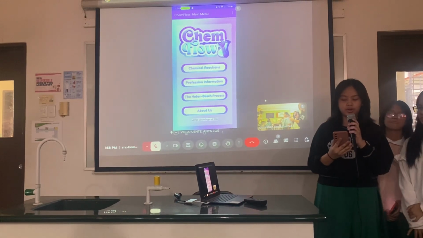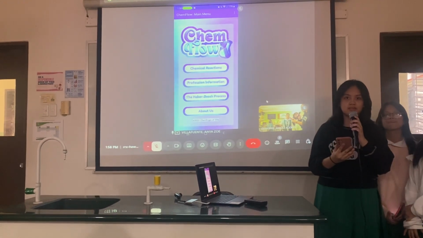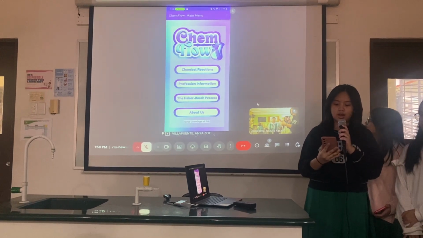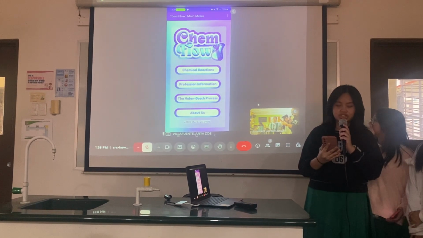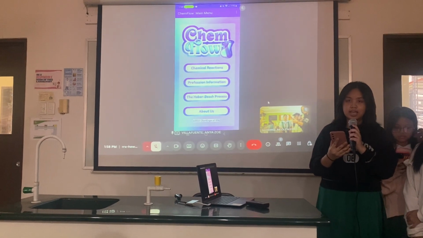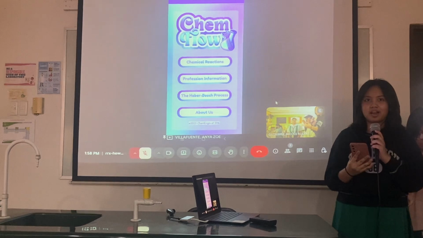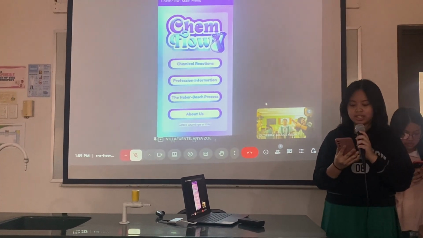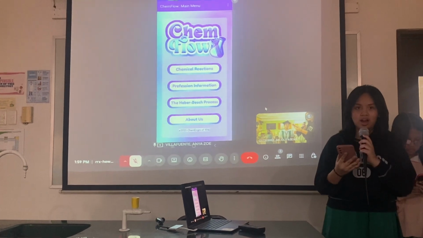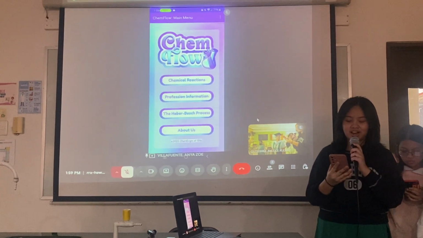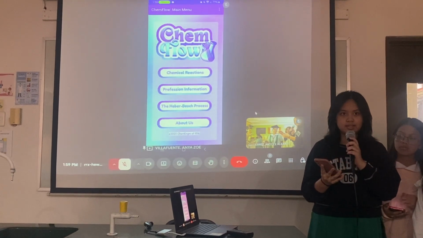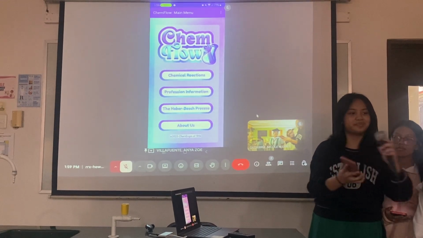Main title or logo along with the buttons that lead to different screens in our app. As you can see, we have 4 buttons: chemical reactions, profession information, the Haber-Bosch process, and about us. At the bottom, there's additional information of when we started making this app and who we are. We are chemical engineers of 10 St. Lucie. So to start, we'll go to About Us, and I'll be passing the mic over to Nicole.